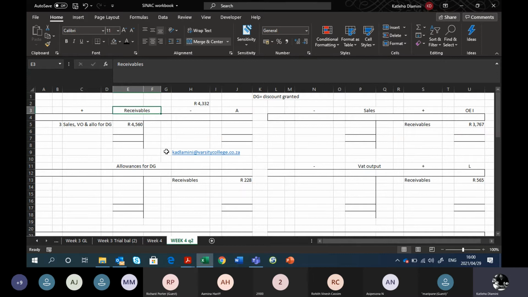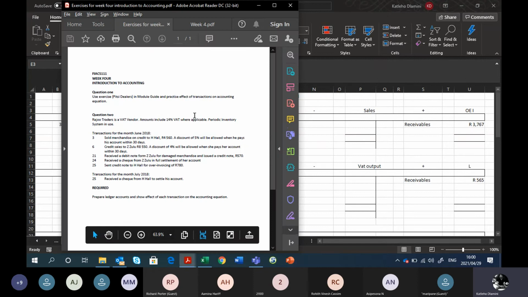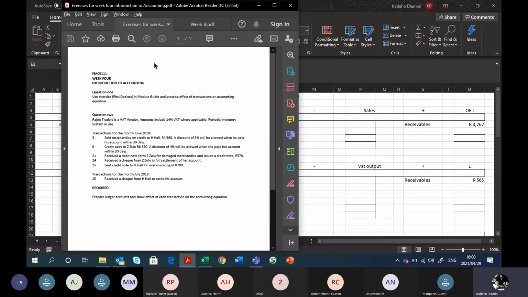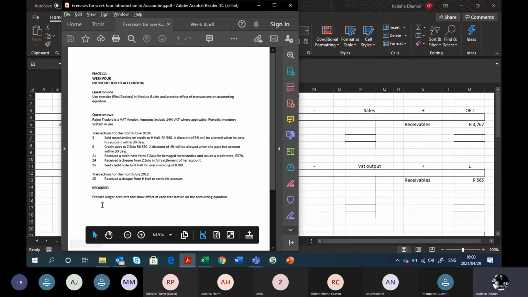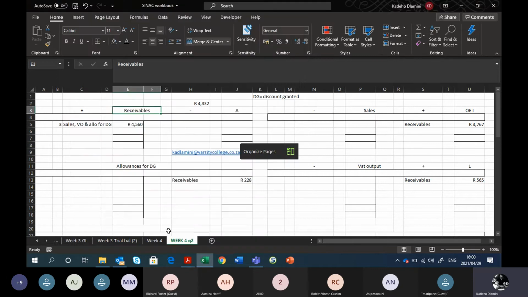It says there, Raju traded as a VAT vendor. All amounts include 14%, so we're going to make that 15% of VAT where applicable. Periodic system is in use, and then we have our transactions, right? Prepare ledger accounts and show the effect of each transaction on the accounting equation.